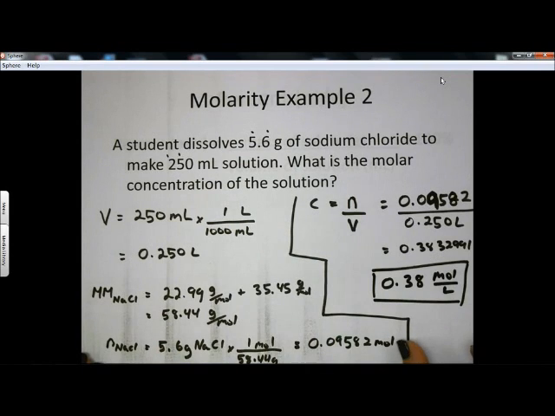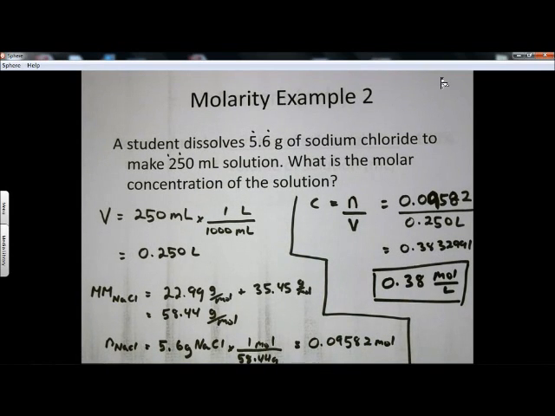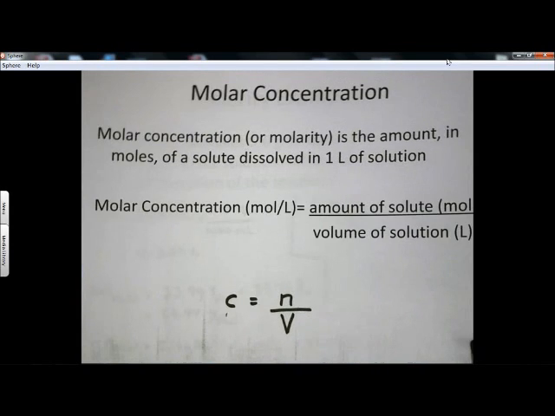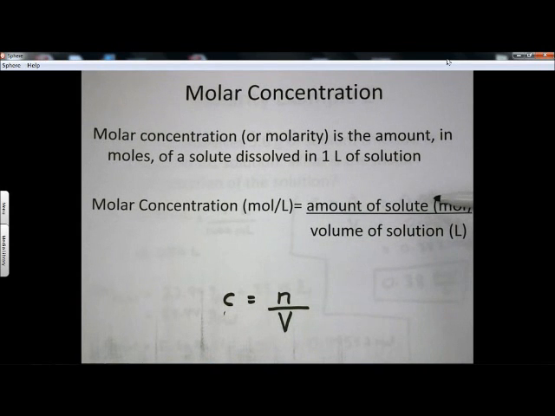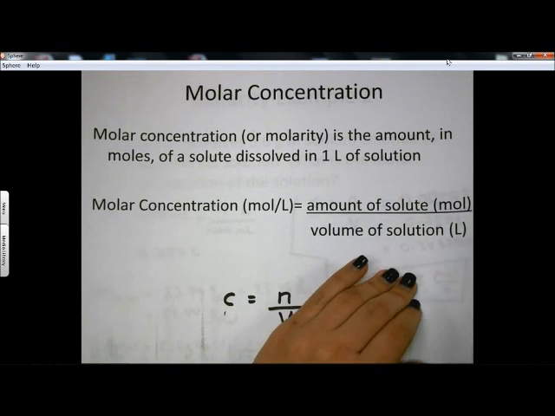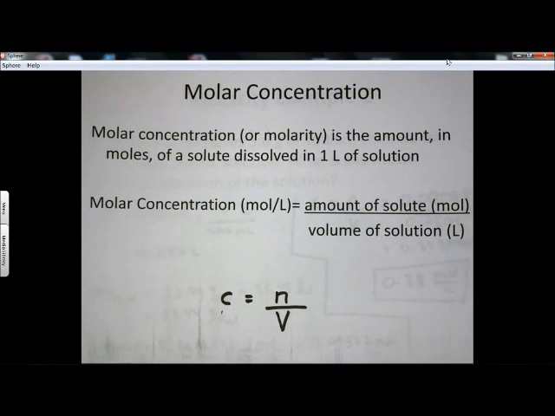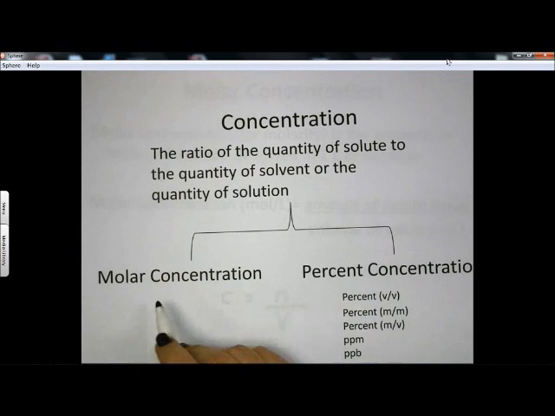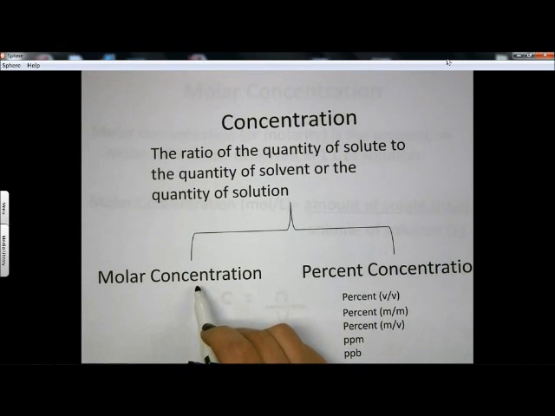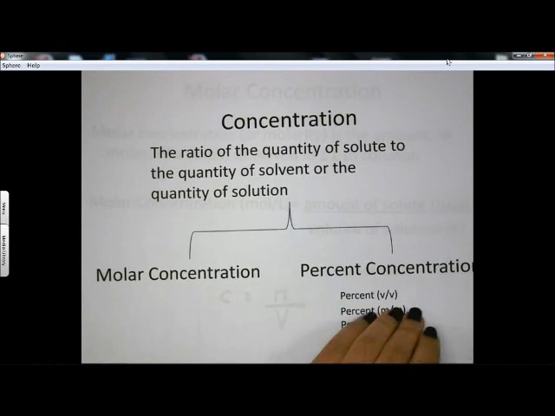So molarity is fairly straightforward. Not too bad at all. It all comes down to making sure that the amount of the solute, what you're dissolving, is in moles, and that the volume of your solution is always in liters. All right. So, molar concentration, not too bad. Let's talk about percent concentration next.